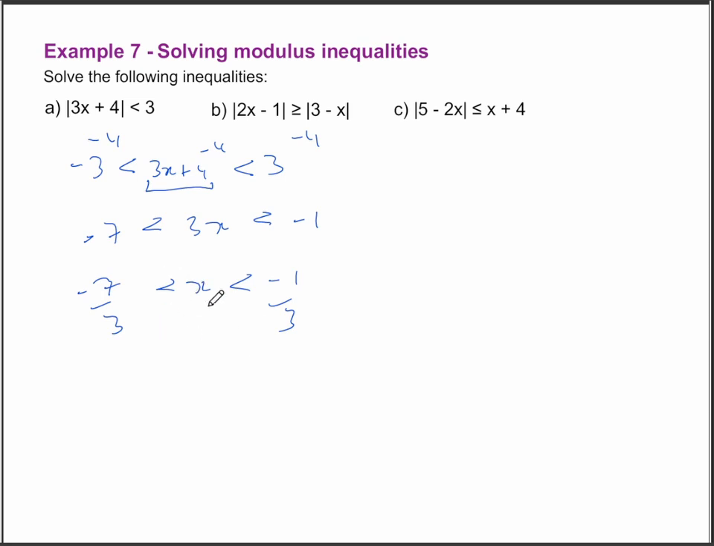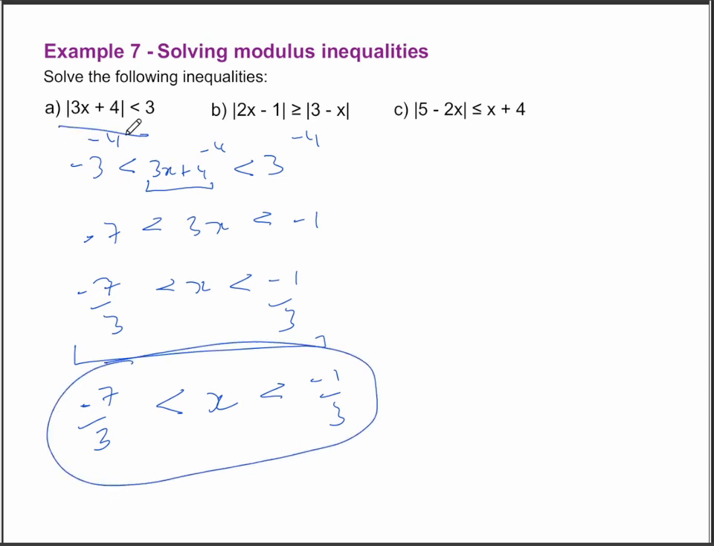And those are going to be your answers. This inequality is going to be your answer. So x is less than -1 over 3 and x is greater than -7 over 3. That's going to be your range of values for which this is true.